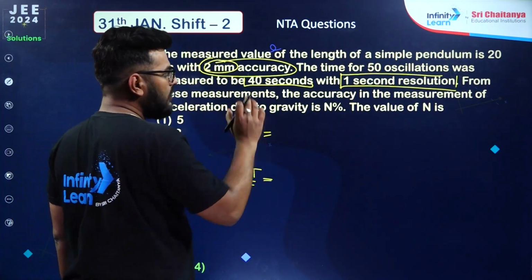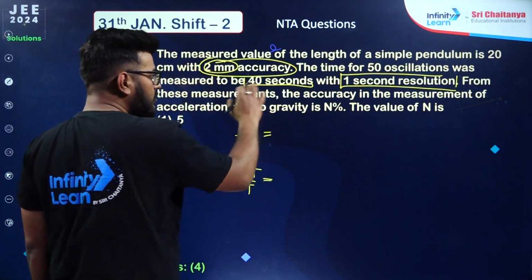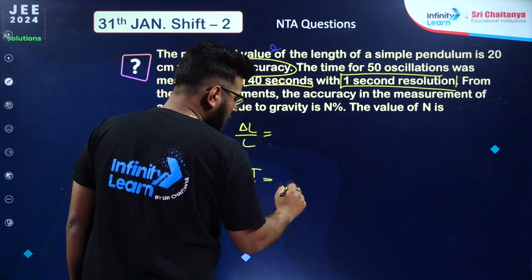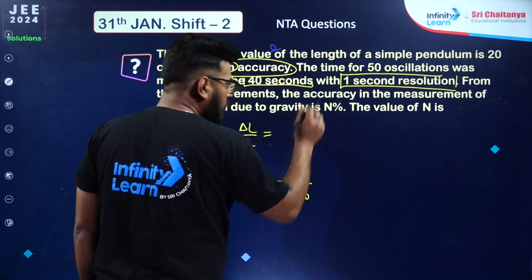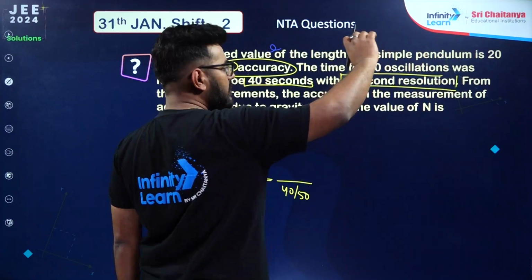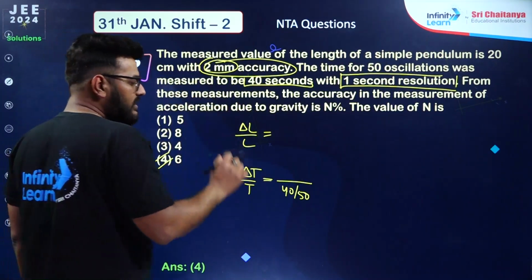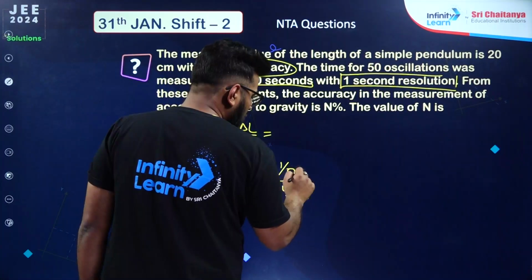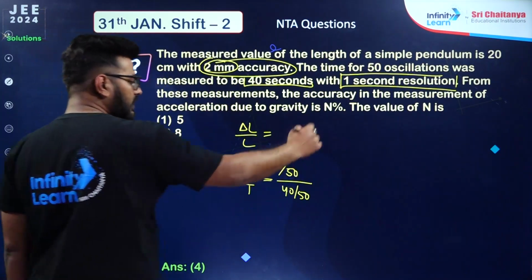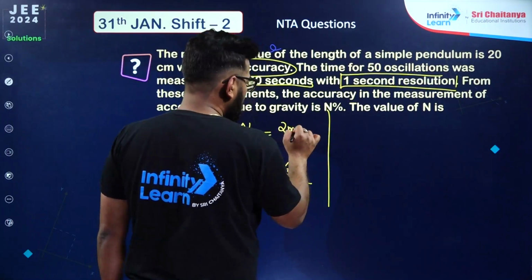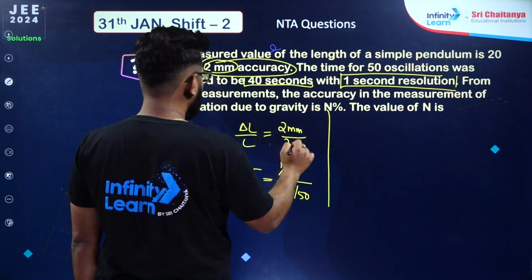So what is going to be the time period for one oscillation? One oscillation, the time period is going to be 40 upon 50. And for this entire 50 oscillations, you will have a delta T of 1 second. So the delta T will be equal to 1 upon 50. This is going to be delta T by T. Now this is going to be 2 mm divided by 20 centimeter.